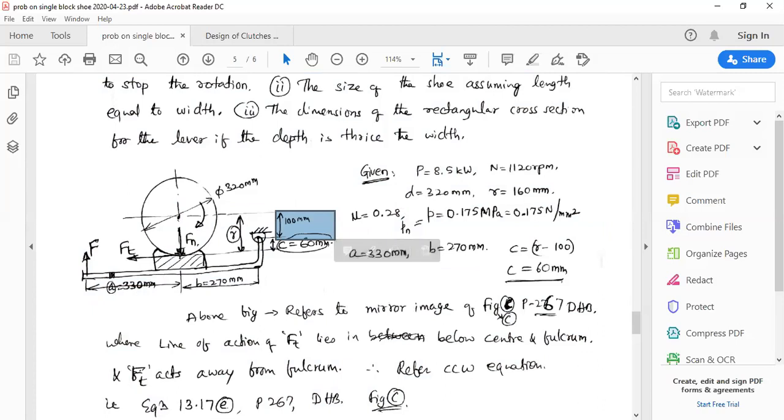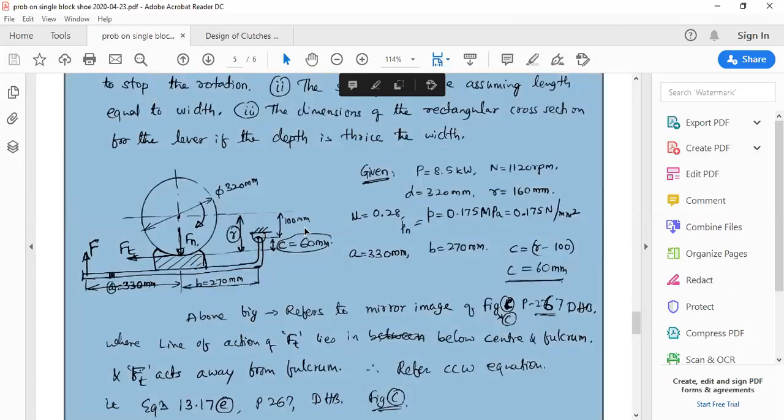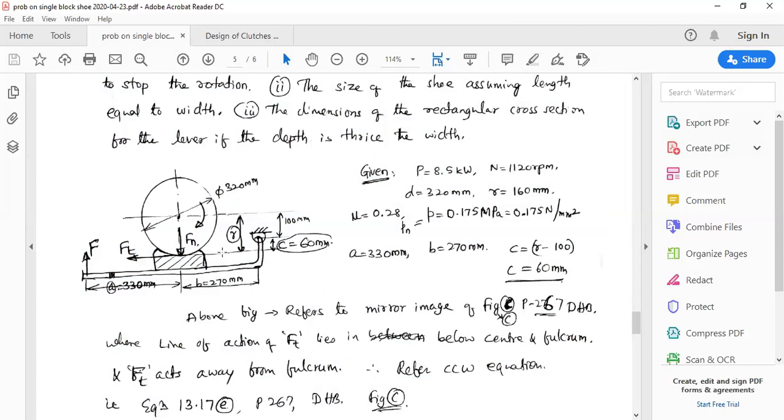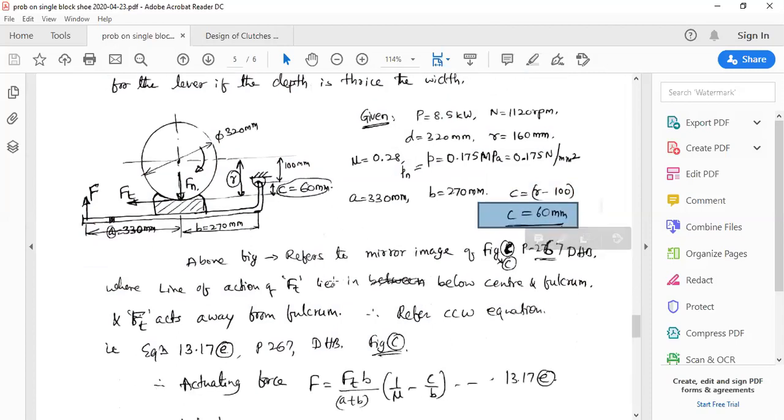But actually we want the distance between the line of action of Ft and the fulcrum pin. That value is C here. That C is not given, but R is given. So R minus this 100 mm gives us the value of C as 60 mm. With this information, we proceed with the calculation part.